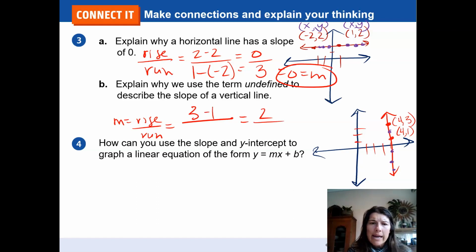How far away is their run? So x coordinate was 4, and then it's 4 again. 4 minus 4 is 0. The run is 0. We're dividing a number by 0. Has anyone ever told you in math you can never divide something by 0? Because division means to put something in groups. So what this is saying is you're putting something in 0 groups.